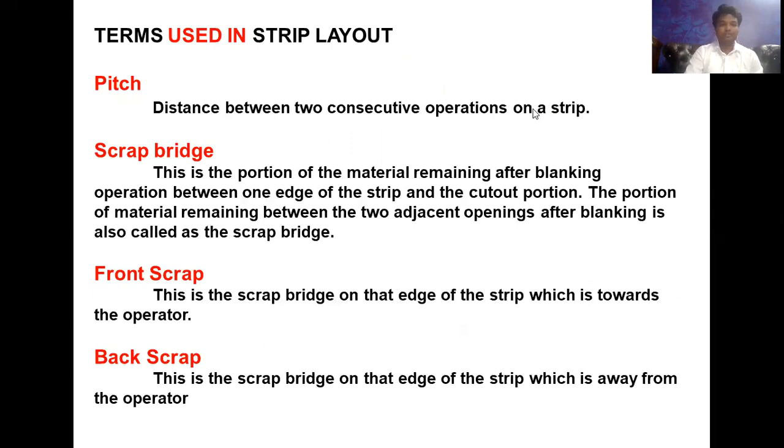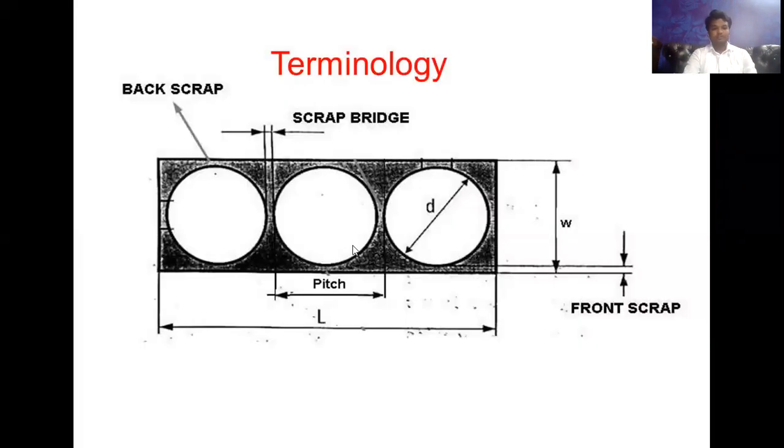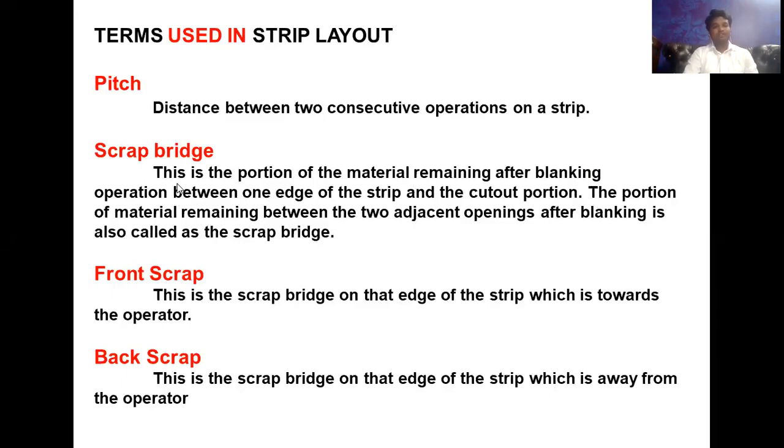Terms used in strip layout. First is pitch: the distance between two consecutive operations on a strip. Scrap bridge: this is the portion of the material remaining after the blanking operation between one edge of the strip and the cutout portion. The portion of the material remaining between two adjacent openings after blanking is also called the scrap bridge.